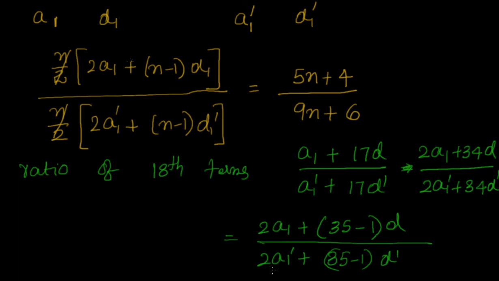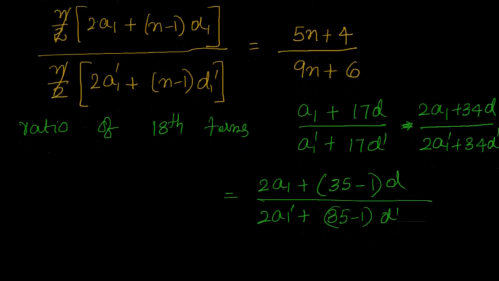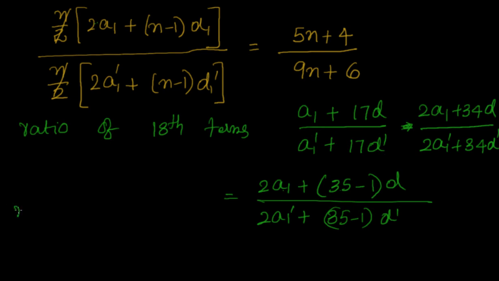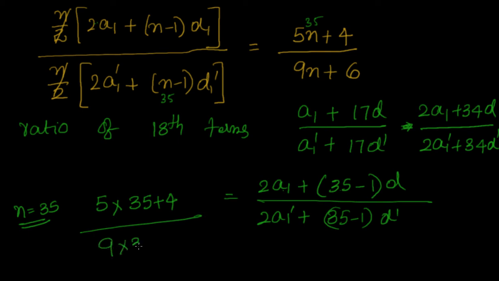Now you can see very clearly, if I compare 2a1, n minus 1, 35 minus 1, that means my n is equal to 35. So I can directly go ahead with this formula where n equal to 35. If I substitute n equal to 35, 2a1 plus 35 minus 1 into d1 by 2a1 dash plus 35 minus 1 into d1 dash, that will be 5 into 35 plus 4 divided by 9 into 35 plus 6. Now 5 35s are 175 plus 4 is 179. 9 35s are 315 plus 6 is 321. So your answer is 179 by 321.